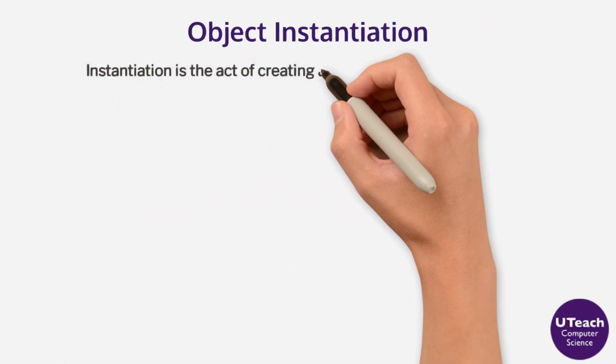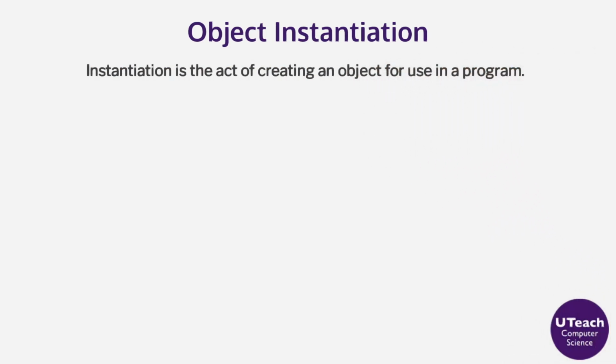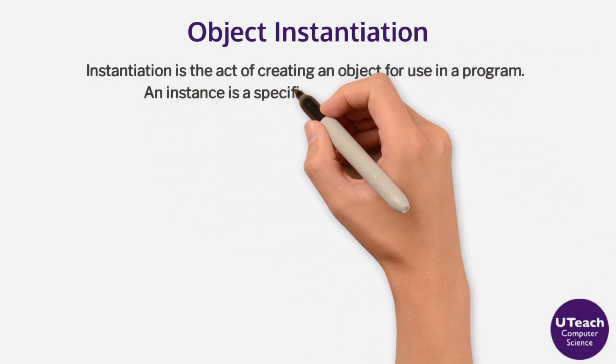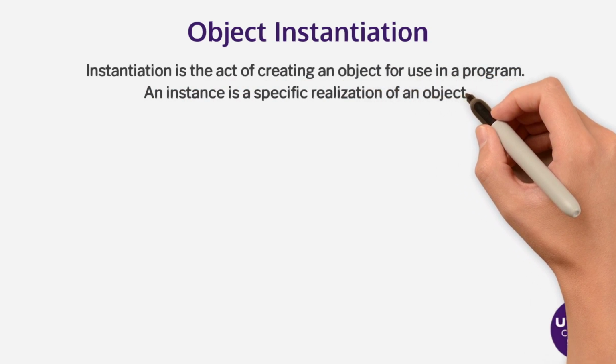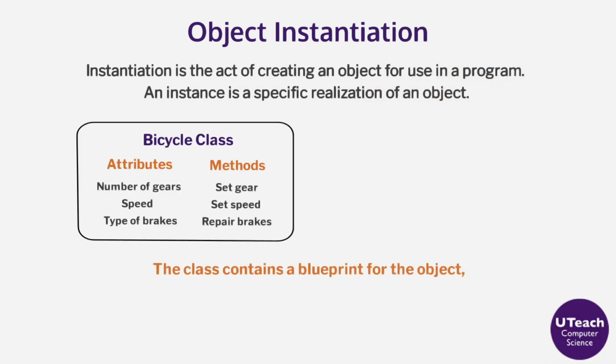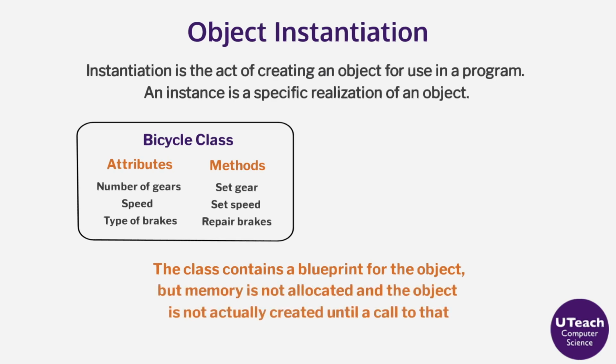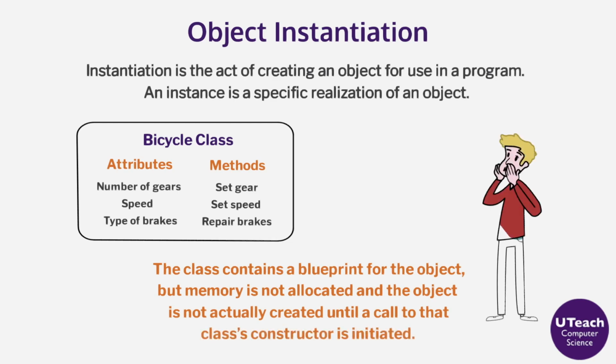Instantiation is the act of creating an object for use in a program. An instance is a specific realization of an object. The class contains a blueprint for the object, but memory is not allocated and the object is not actually created until a call to that class's constructor is initiated.